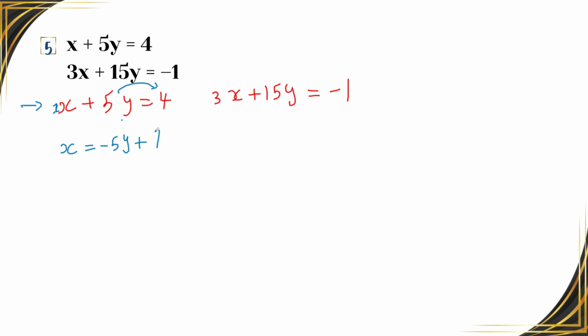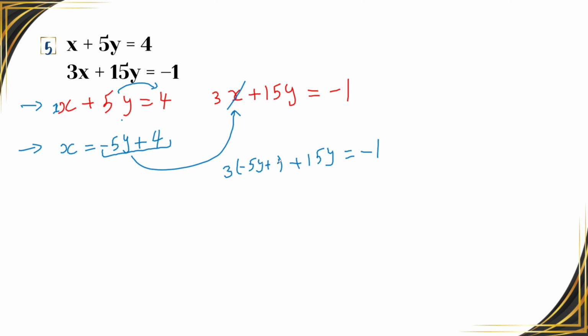Now x is isolated on one side, in one variable, and we can use it to substitute in the second equation. Okay, now we write 3, and this x we cancel and replace it with an empty bracket, plus 15y equals negative 1. Now what should we write inside here? Replace with x, copy from here. X here should equal negative 5y plus 4.